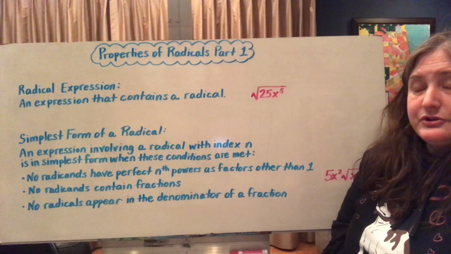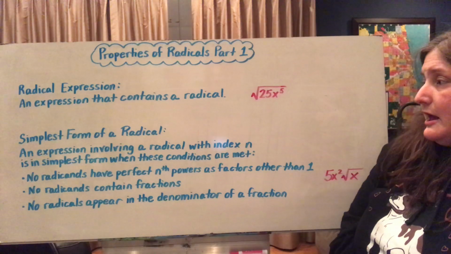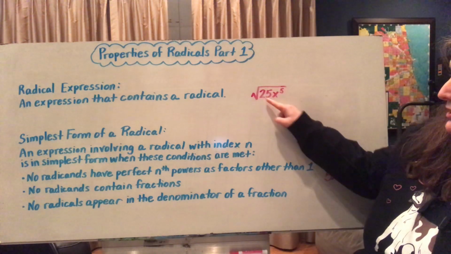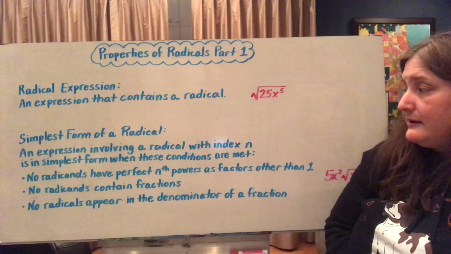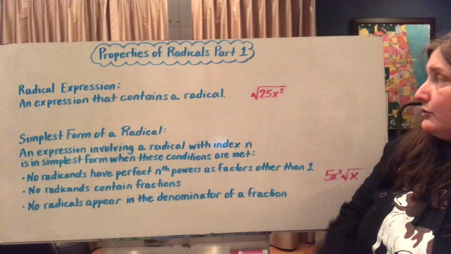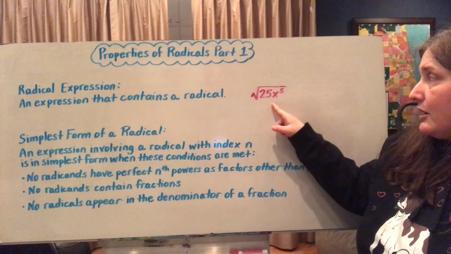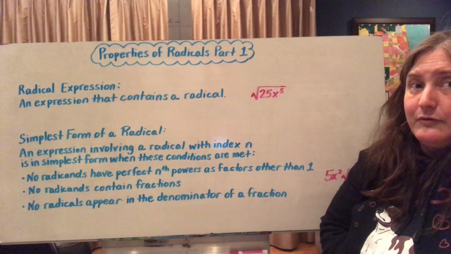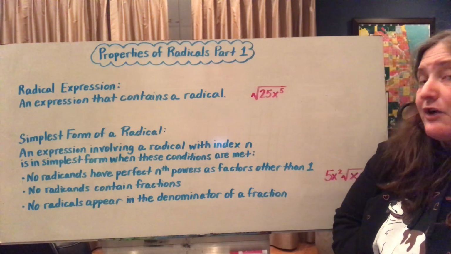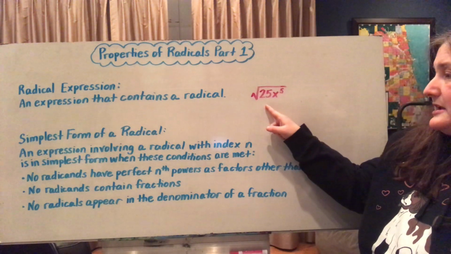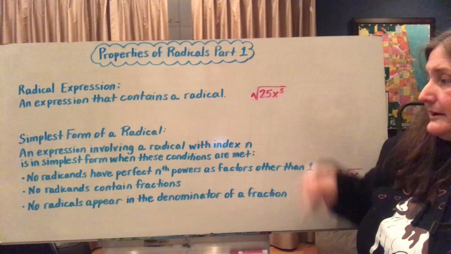For a radical expression to be in simplest form, the following conditions must be met. The radicand, which is this part under our radical sign, can't have any perfect powers. So 25 can be perfectly squared. It's a perfect square, so this would not be in simplest form. The radicand can't contain any fractions. So we can't have any fractions that are completely under this radical sign.